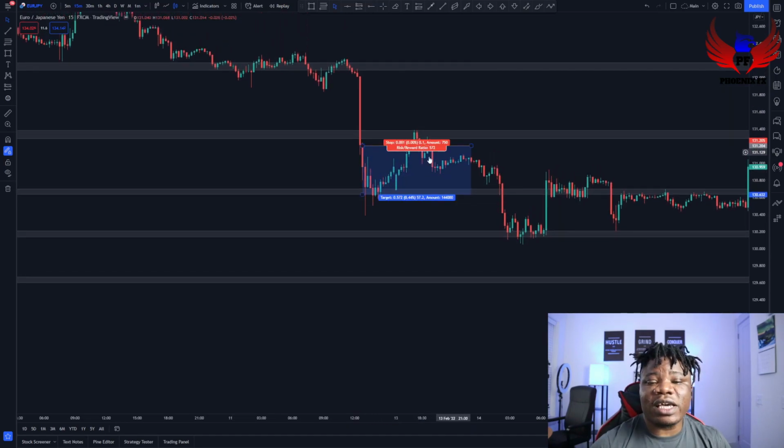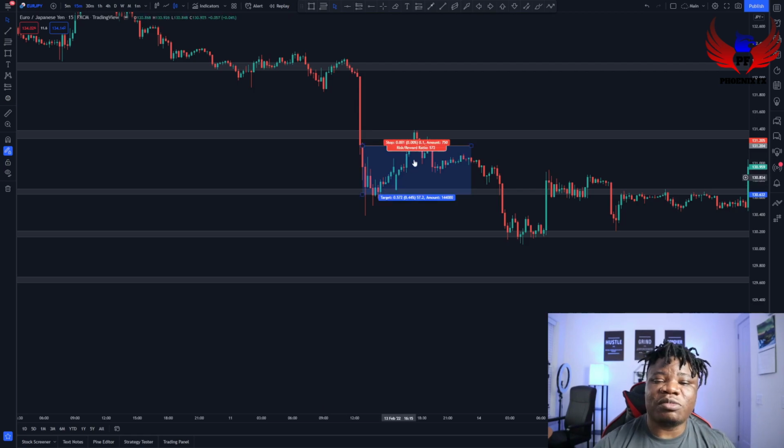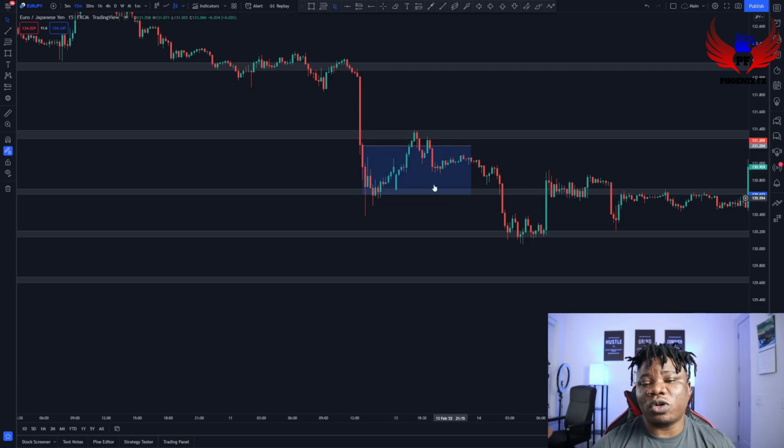Now in this case, once your TP gets smashed, take another partial profit, or you can get out of the trade if you want to. At least you still got more than 20 pips. But in this case, we can see the price pulled back and did what? We eventually got stopped out here.